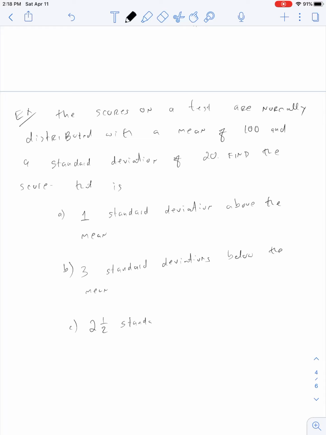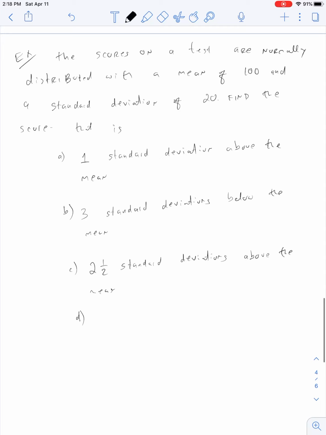2.5 standard deviations above the mean, and D, 1.5 standard deviations below the mean.